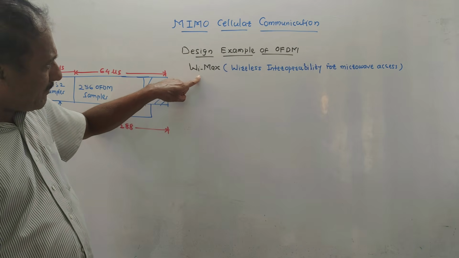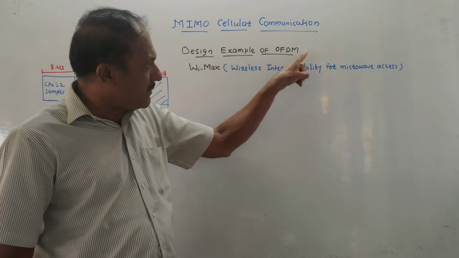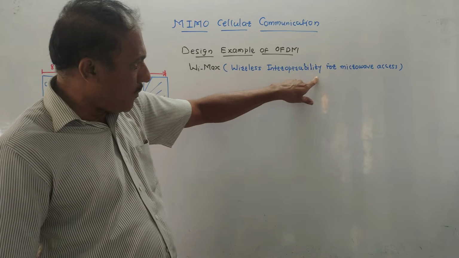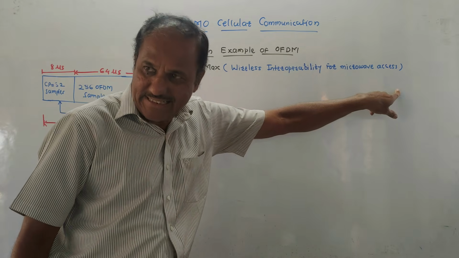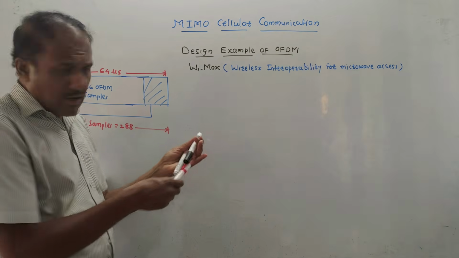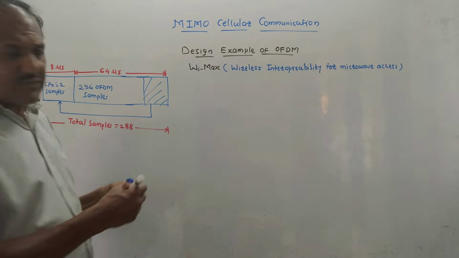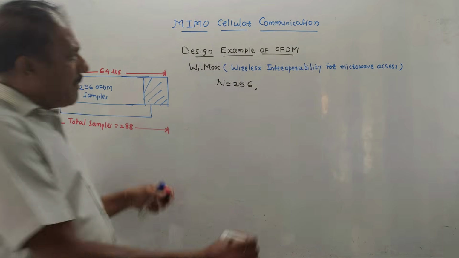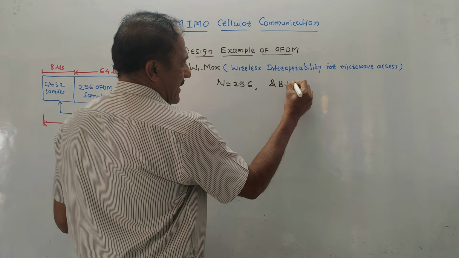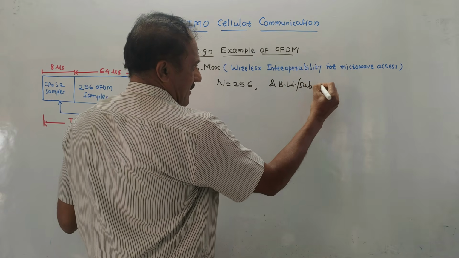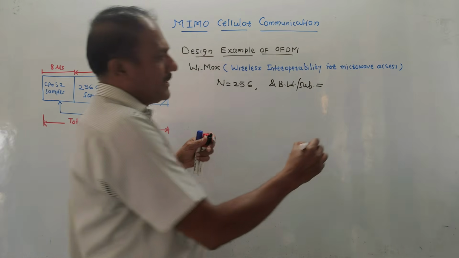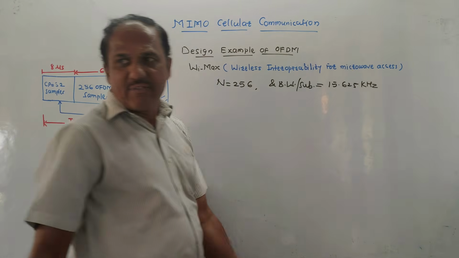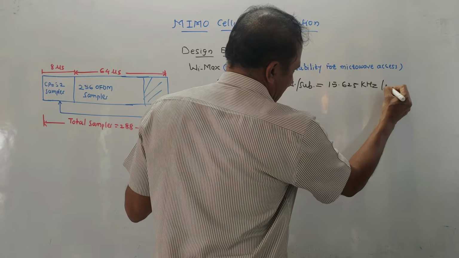WiMAX is a good example where orthogonal frequency division multiplexing, OFDM, is used. WiMAX is basically wireless interoperability for microwave access. Now, in case of this WiMAX system, the total number of subscribers, that is N, is 256, and the bandwidth per subscriber used is 15.625 kilohertz. These are the standard values. It is the bandwidth per subscriber.